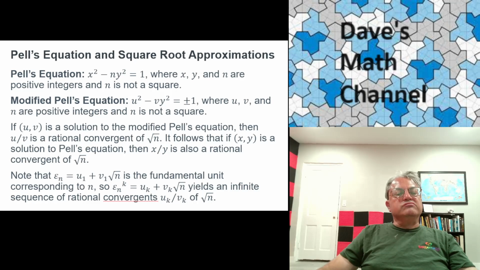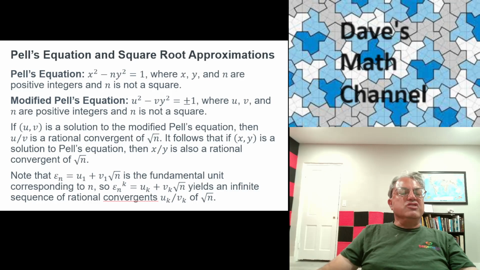It's pretty easy to see that, because if x over y is close to the square root of n, then x squared over y squared is close to n. So x squared minus n y squared should be small. In this case, it's 1, which is as small as it can be. Actually, you don't care if it's 1. It could be minus 1. You're just as happy with minus 1.